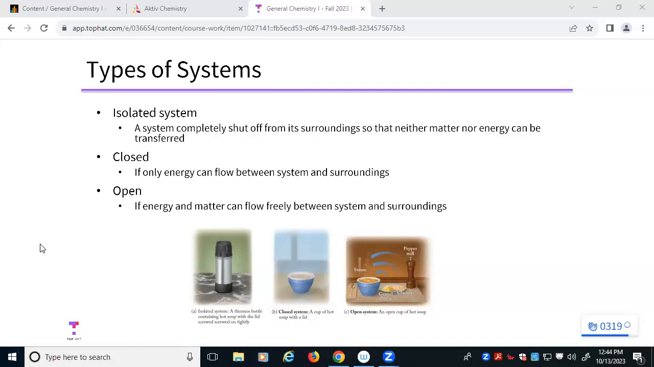If you want to think about one of those really advanced coolers like a Yeti or something along those lines, those are pretty close as well. So long as they are shut, they do a pretty good job of keeping energy from transferring in and out, which is why they can keep ice for so long. So those are the three types of systems: open, free exchange of everything; closed, free exchange of energy but not matter; or isolated, no exchange of anything.